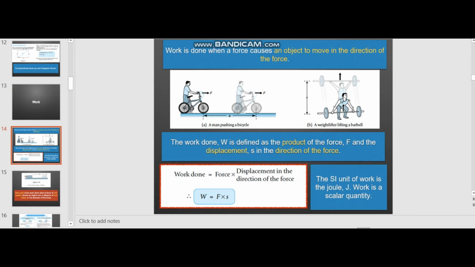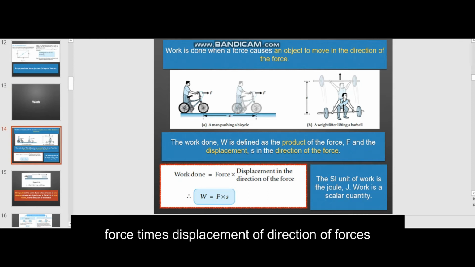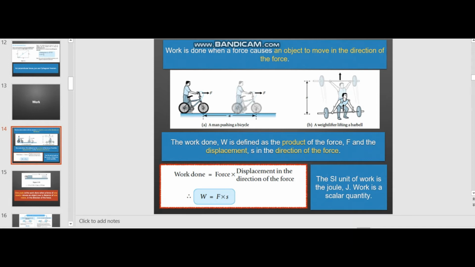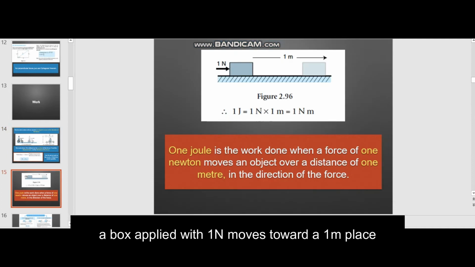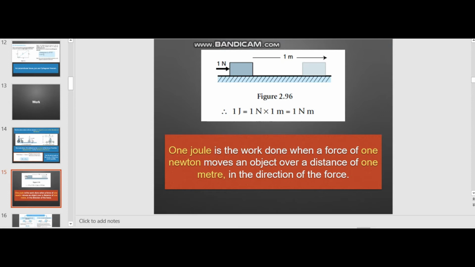We can calculate the work done with the formula W equals Fs, where F is force times the displacement in the direction of the force, and the unit is joule. So a box supplied with 1 Newton moves forward 1 meter. The work done is equal to 1 Newton times 1 meter, which is equal to 1 joule.